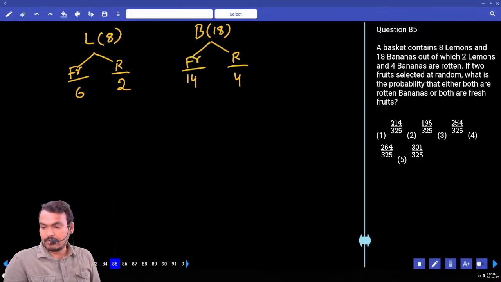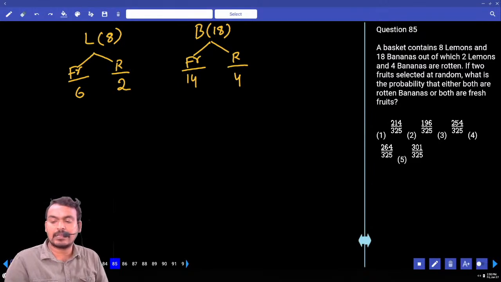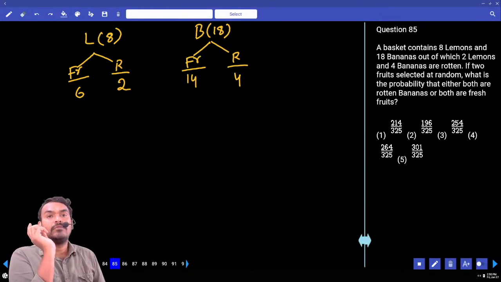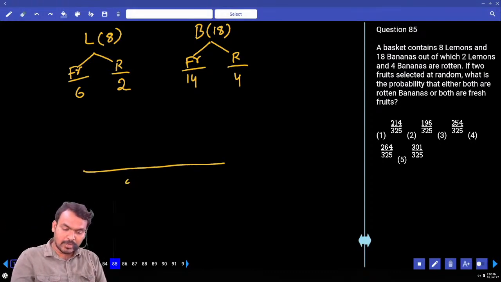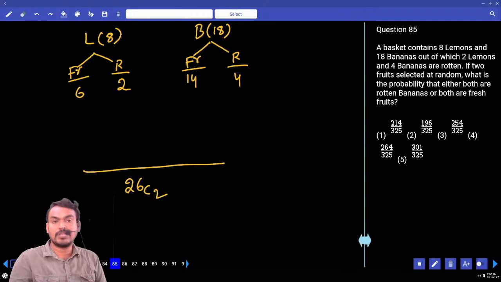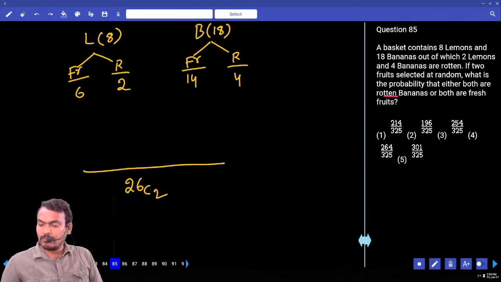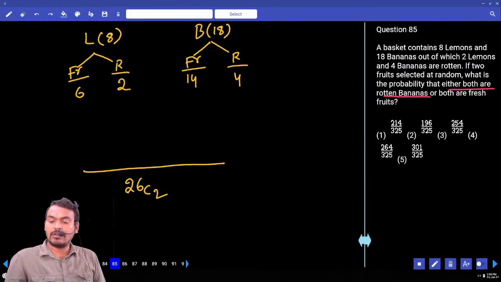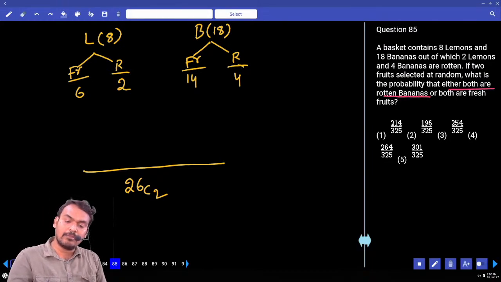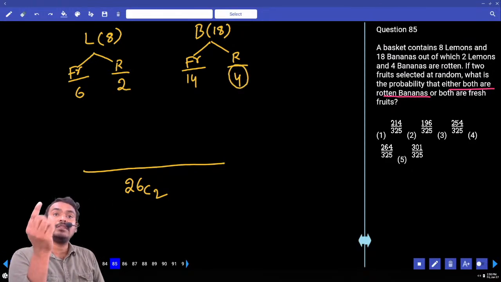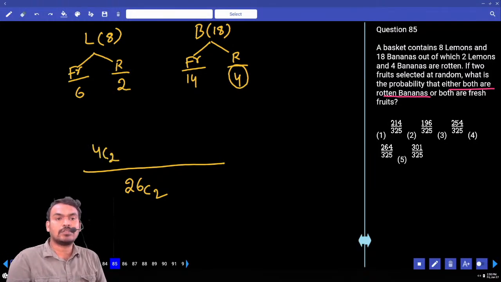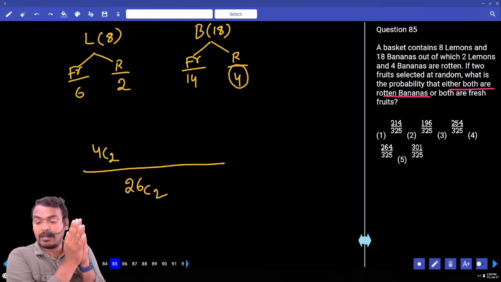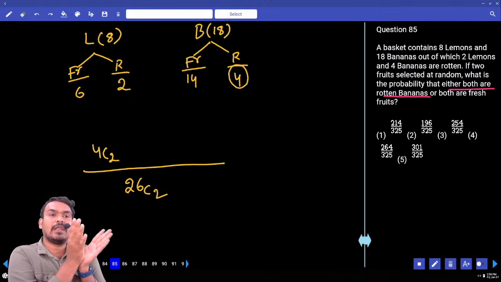Next, what is the question here? If 2 fruits are selected at random, how many fruits in total? 8 plus 18, that is 26. Out of 26, 2 fruits are chosen, so we write 26C2. Those two are either both rotten bananas. The number of rotten bananas is 4, and 2 are chosen, so we write 4C2.